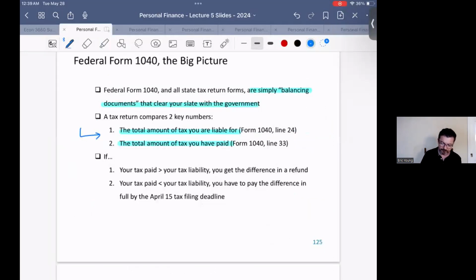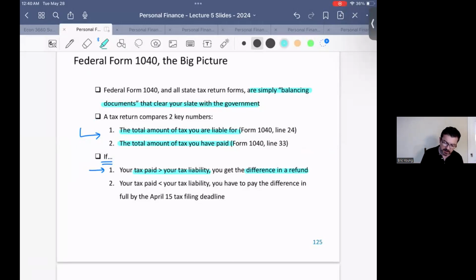And here's the way it works. If the tax that you paid is greater than your tax liability, in other words, if you had more money withheld than you owed, then the government owes you money. And you get that money, that difference, via a refund. So if you owed a liability of $1,000 and they withheld $1,400, you had $400 too much withheld. You get that back as a refund. Your slate is cleared. Your balance is zero.